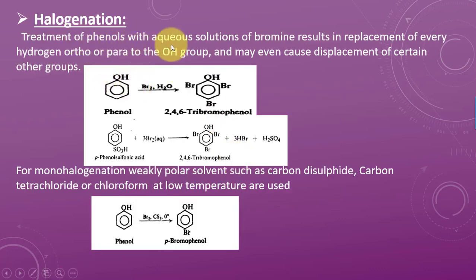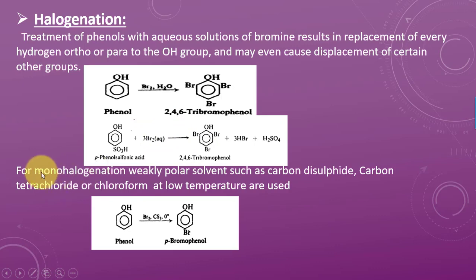Halogenation. Treatment of phenol with aqueous solution of bromine results in replacement of every hydrogen ortho or para to the hydroxyl group, and even causes displacement of certain other groups. So phenol on reaction with aqueous bromine solution forms 2,4,6-tribromophenol. All the ortho and para hydrogens to the hydroxy group of the phenol get replaced with bromine. Here a para sulfonic acid group is present, and this sulfonic acid group will be readily replaced by bromine when it is made to react with aqueous solution of bromine.